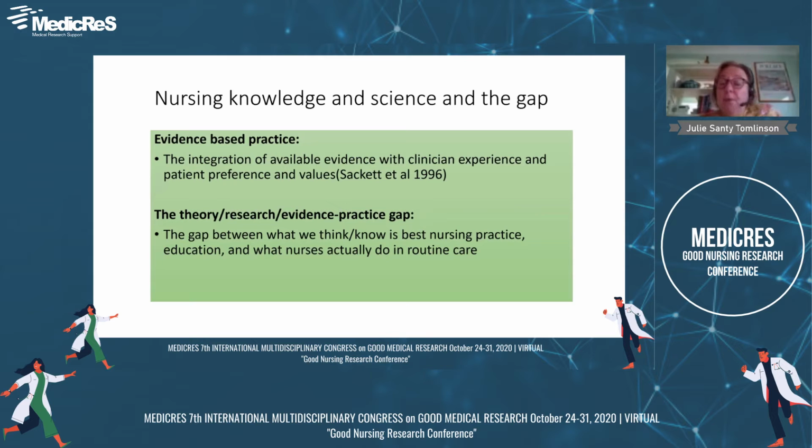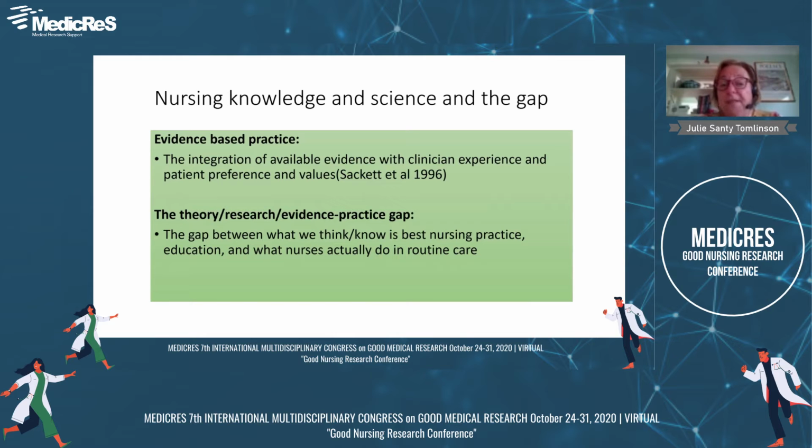So just to move back then, before we look at some more problematic areas from this point of view, what we're thinking about here is nursing knowledge and science, and what we call the gap. So there's been, probably since the 1980s in particular, a very long discussion that's taken place in the nursing literature, and in fact to some degree in the medical literature, about the notion that there's a gap between the research that we have available to us and what actually happens in practice.